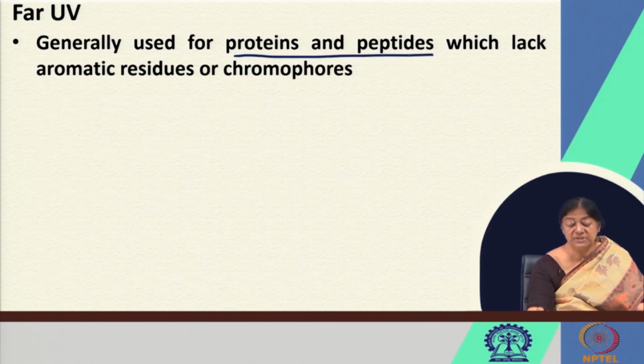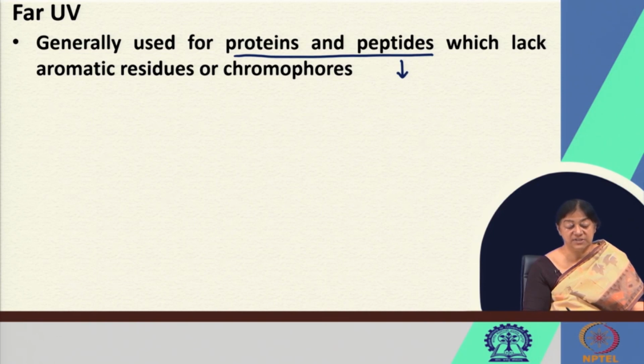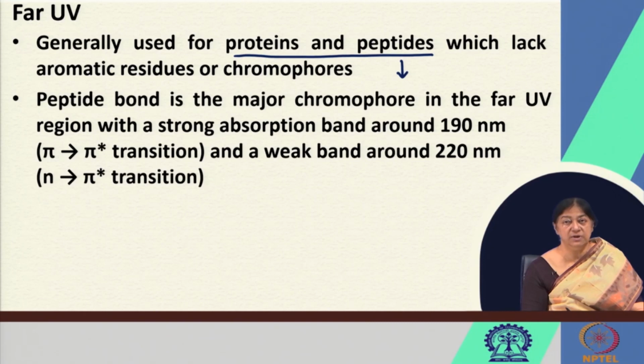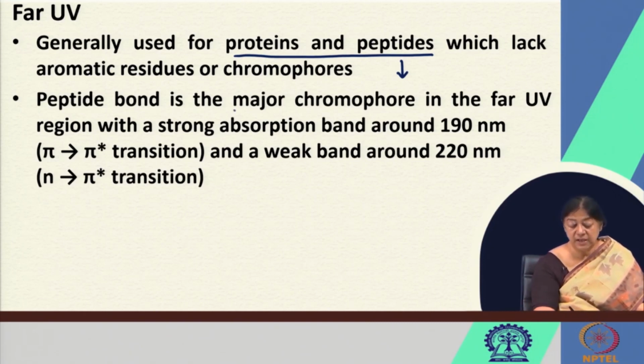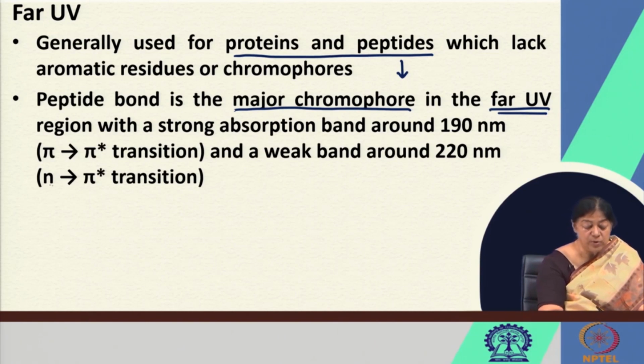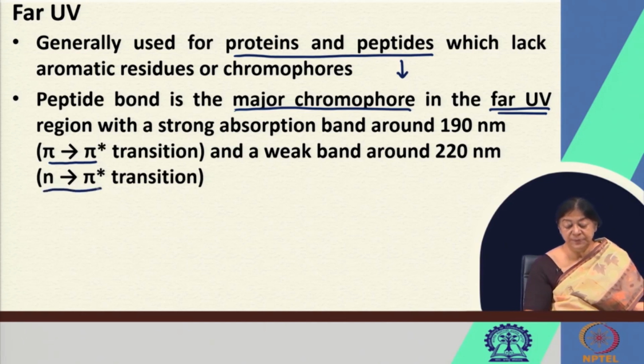But what happens if our particular peptide does not have any of these aromatic amino acid residues? Then we have to resort to looking at the far UV region to identify whether we have a particular peptide bond. Now, the peptide bond is again a major chromophore in the far UV region. Why? Because in this particular case, we are also going to get what is called a pi to pi transition and an n to pi star transition.